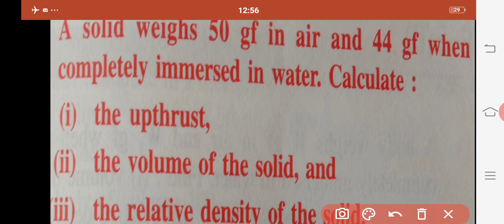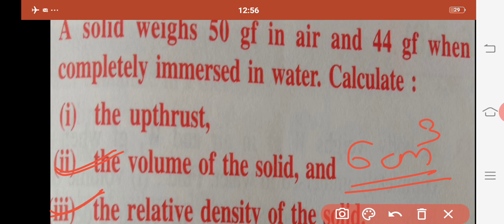Now the second thing asked is the volume of the solid. Having applied this Archimedes principle, the volume of the solid will be equal to the weight of the water displaced, and the weight of the water displaced is equal to loss in weight. The loss in weight you have now found is 6 gram force, so this 6 gram force becomes equal to the weight of the water displaced, and this becomes equal to the volume of the solid. So your unit will be 6 centimeter cube.